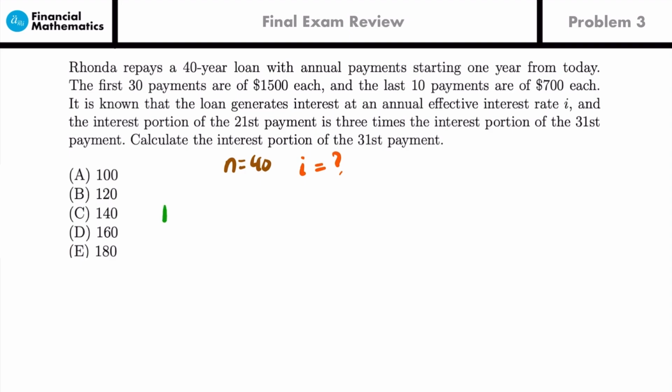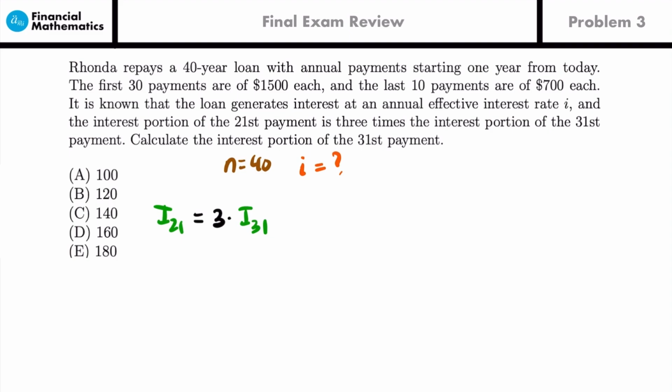We know that the interest at time 21, or I-21, is 3 times the amount of the interest at time 31. So that means it would be equal to 3 multiplied by I-31. Okay, that's what we know in this problem, and that's it, really. Our final goal here is to calculate the interest portion of the 31st payment, which would be I-31, but we don't really know how we're going to do that just yet.